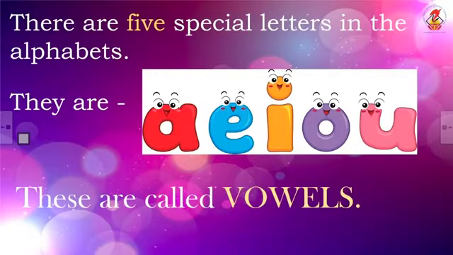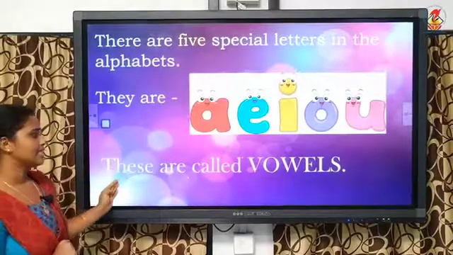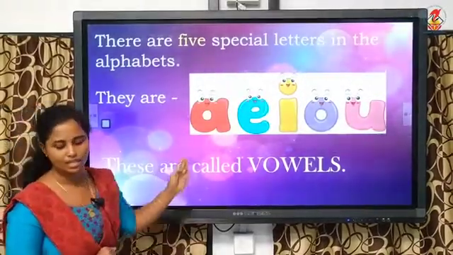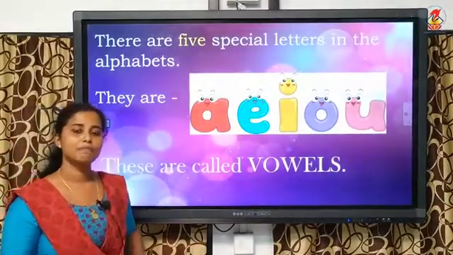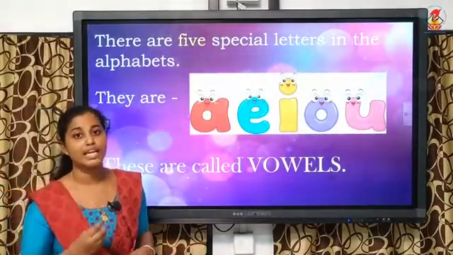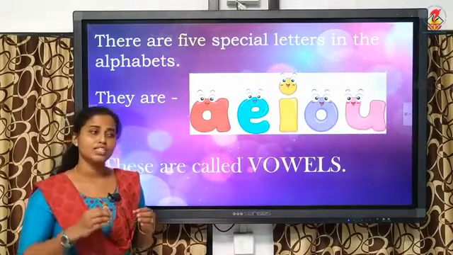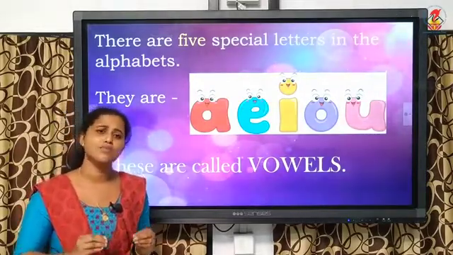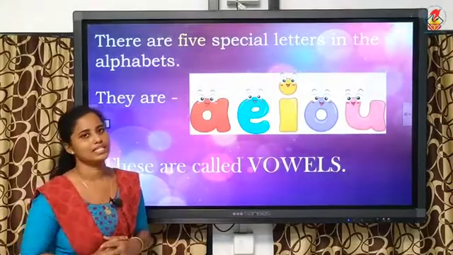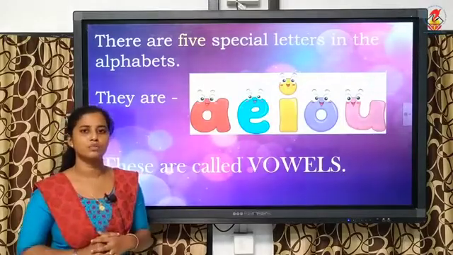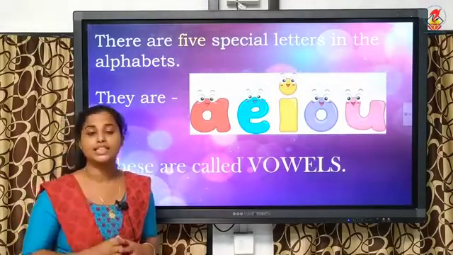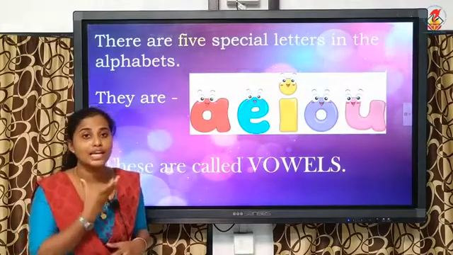So, which are the 5 special letters? Yes, they are A, E, I, O and U. And these alphabets are called vowels. Okay. So, these vowels help us to make the sound very clearly. Okay. In short, we'll say in every word there will be a vowel letter. There will be a vowel letter in every single word. And they make the sound with your mouth fairly open.